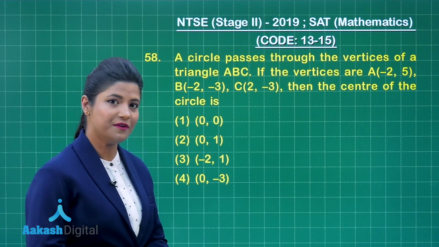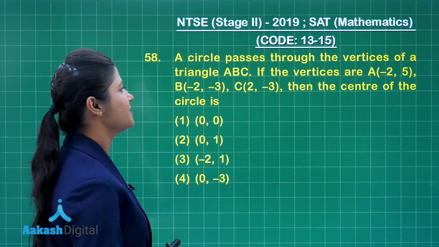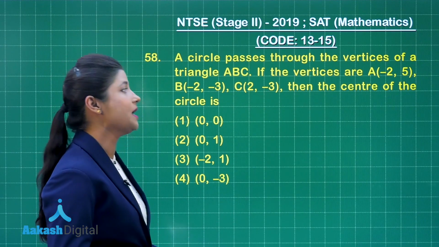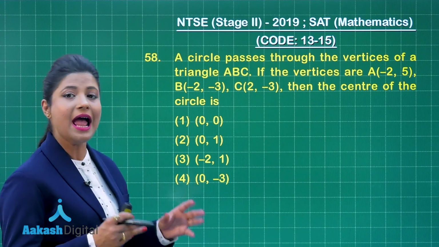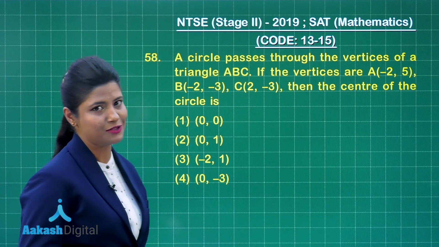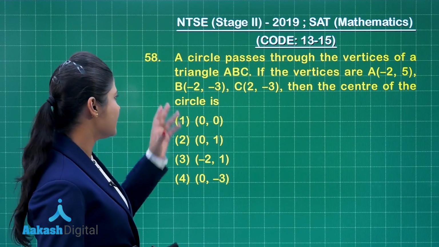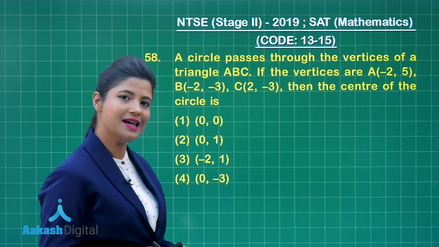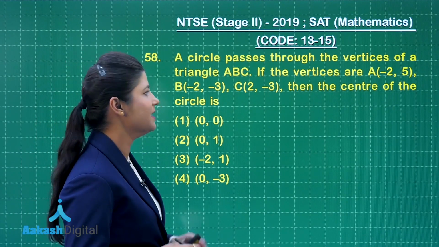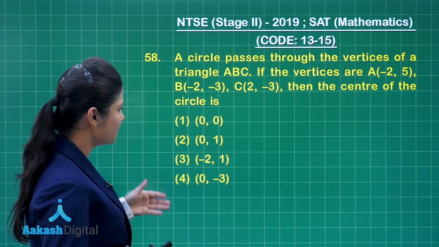Here we have question number 58, which states that a circle passes through the vertices of triangle ABC. If the vertices A, B and C have respective coordinates as minus 2, 5; B has the coordinates minus 2, minus 3; and C has coordinates 2, minus 3. Then the center of the circle is, out of these 4 options.